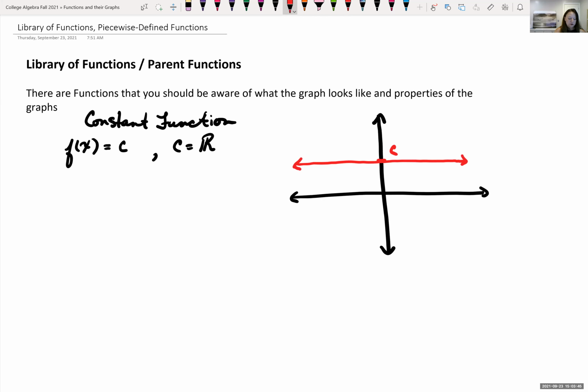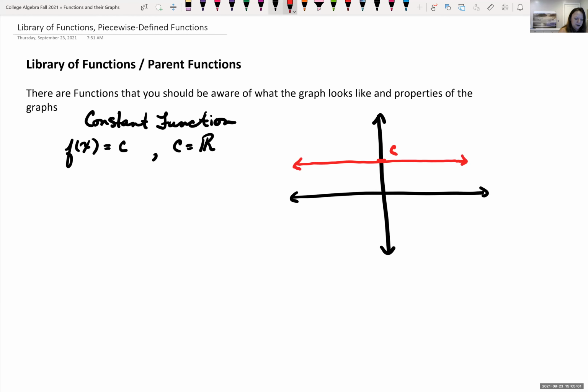You should be able to explain properties of these graphs. Looking at this function, notice that our domain is all real numbers, so we don't have any trouble spots. Our range is only going to be that y value, c in this case. Notice that this is never increasing or decreasing. This function is always constant. If we're looking at intervals where our graph is constant, we're looking at where the graph is horizontal.